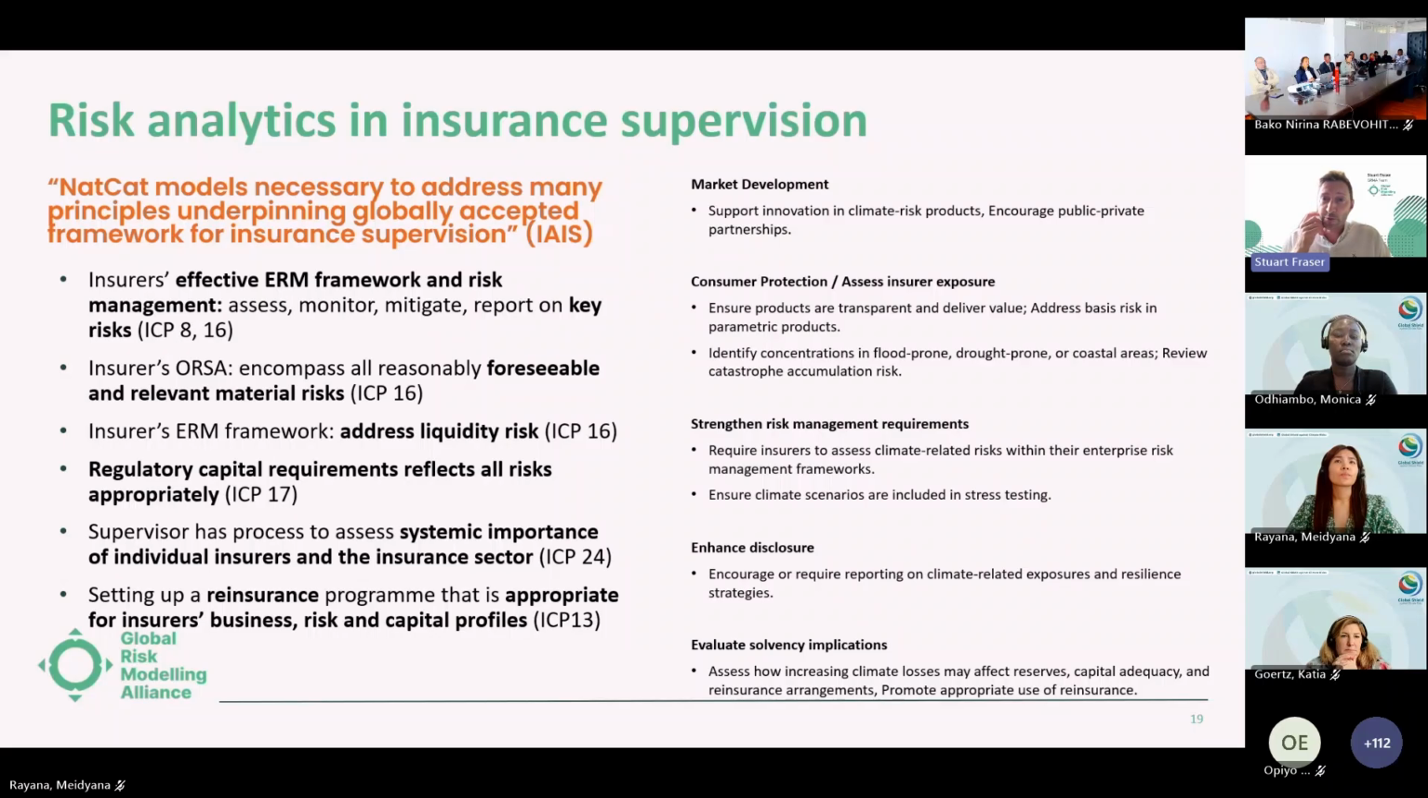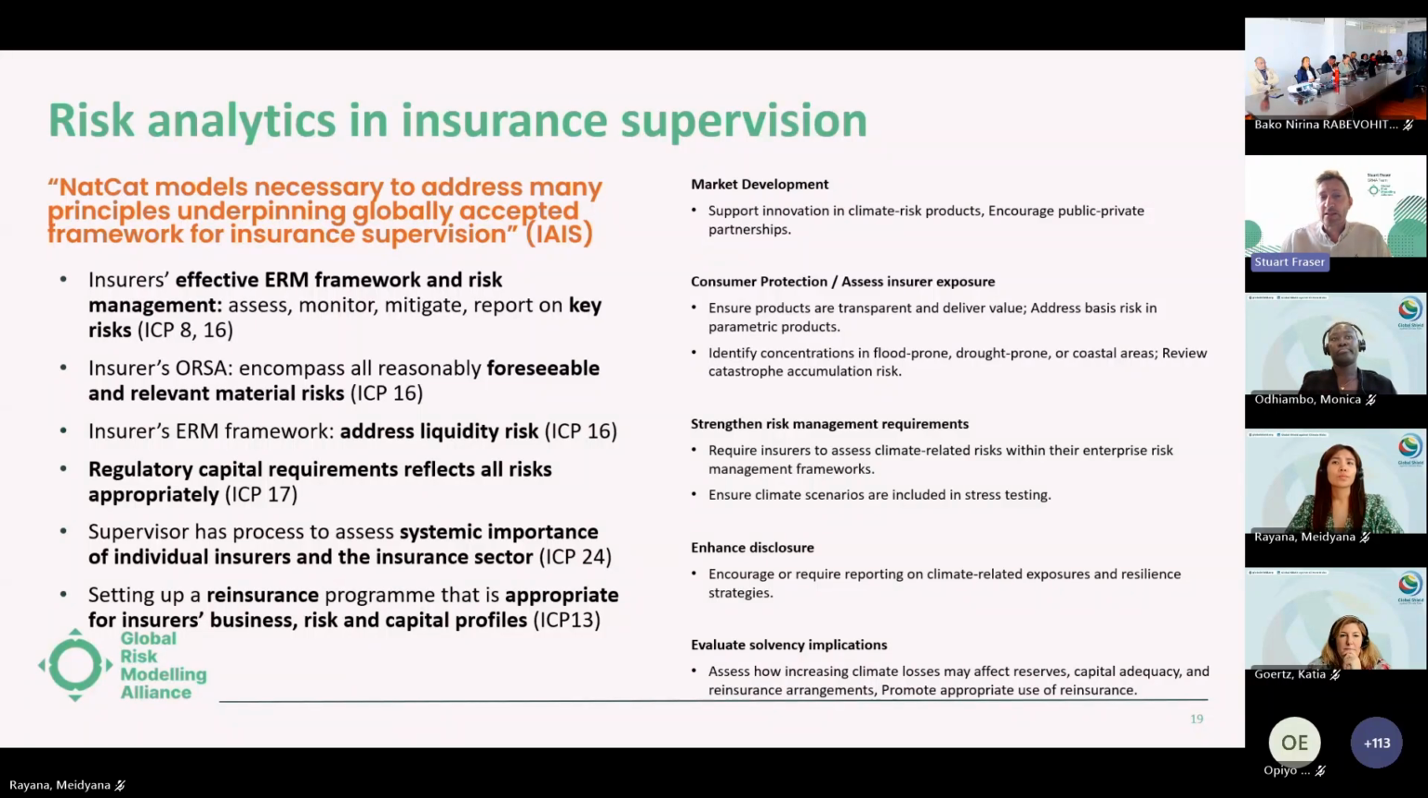There's lots of areas of supervision that analytics and understanding of risk is really important for. And insurance supervisors are able to bring climate risk analytics and understanding into various areas of their work, from market development through strengthening risk management, disclosure of risk, examining solvency from growing climate risks, and also ensuring consumer protection and stability of the insurance sector in their countries.